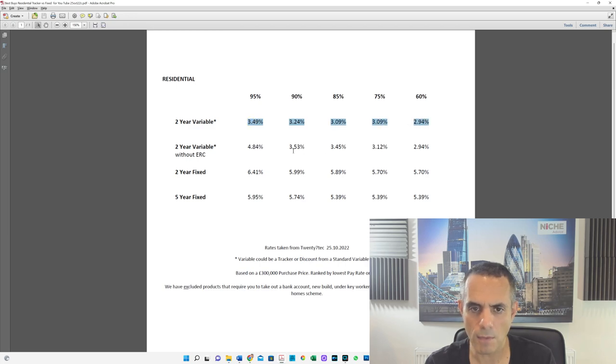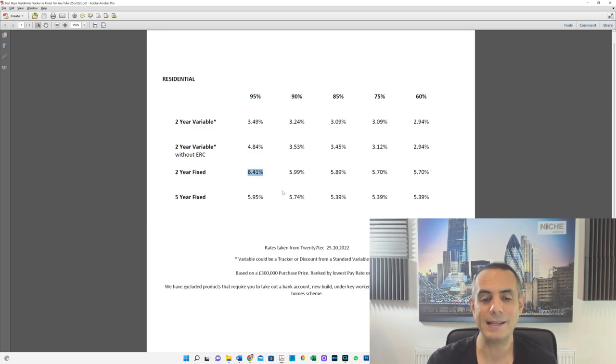There is some margin here between the ones with early repayment charge and without the early repayment charges. Have a look at the two-year fixed here, guys. Absolutely mind-boggling. Not only does that poor person with a 5% deposit have to come up with the 5%, but they've already said we've only got 5%, and now they have to pay 6.41 on their mortgage. And guess what? Affordability is going to be tougher.